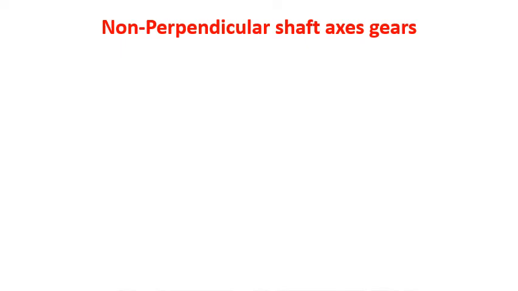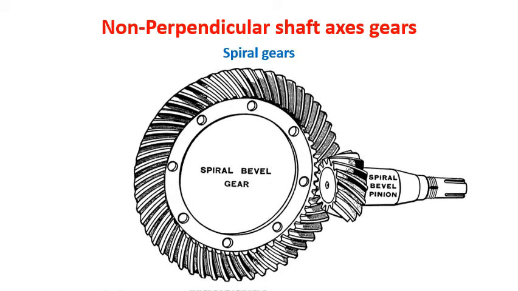Then the non-perpendicular shaft axis gears. So in that, the most important type of gear is the spiral gear, also called a spiral bevel gear. Spiral gear is also called spiral bevel gear. In this spiral bevel gear, the teeth are formed at an angle with respect to its axis. Spiral bevel gears are also used for transmitting power between intersecting shafts.